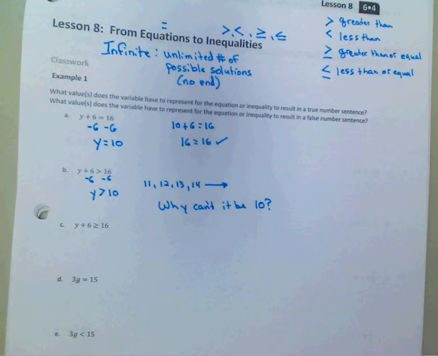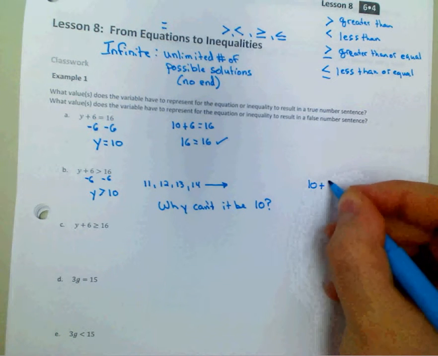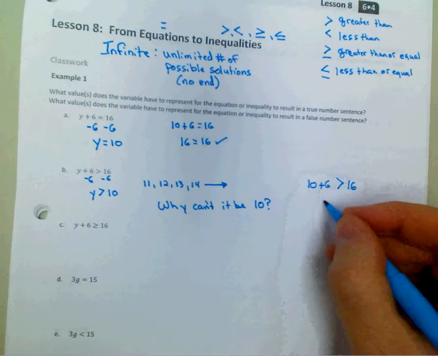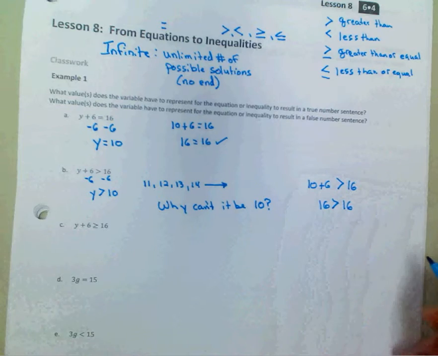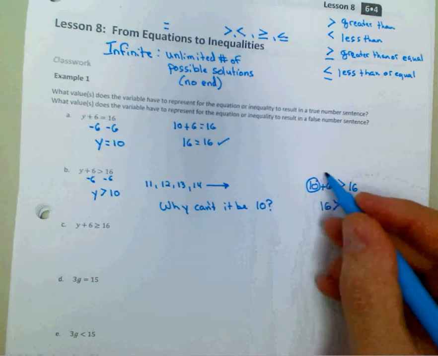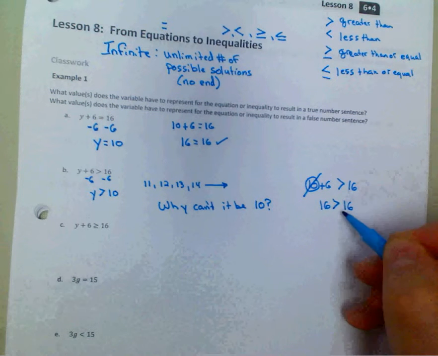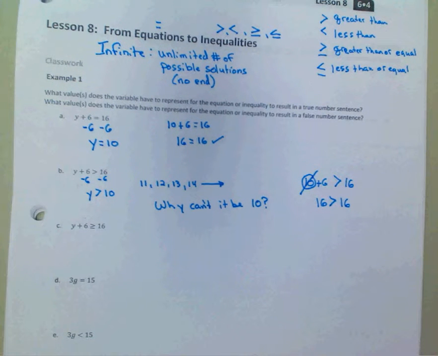Now, if we're looking at this, if y was 10, we know that 10 plus 6 has to be greater than 16. 10 plus 6 is 16. 16 is not greater than 16. So we know that 10 cannot be a solution for this inequality unless we have what we're dealing with next, which is the greater than or equal to symbol.